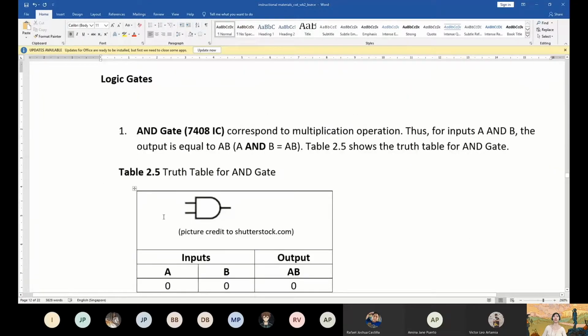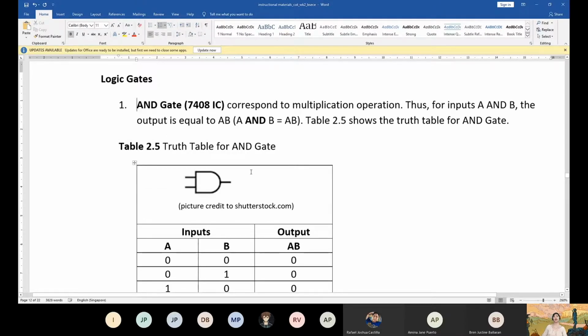So this is our last topic for chapter 2. We have discussed this already a bit, a preview last lecture. So this is our last topic, logic gates. We have 6 basic logic gates, so we start with the AND gate. The AND gate is the 7408 IC. So we have the 7400 series, and we're going to discuss the 7400 series, starting with the AND gate.